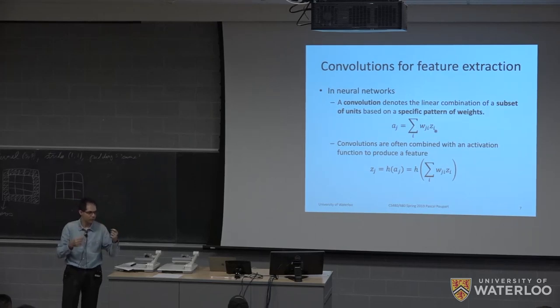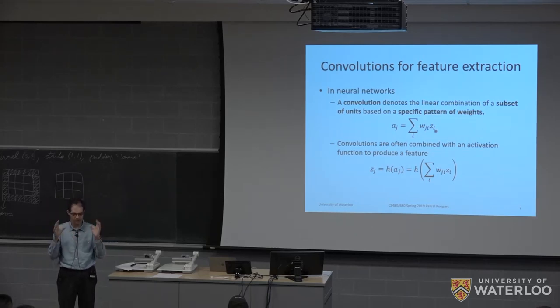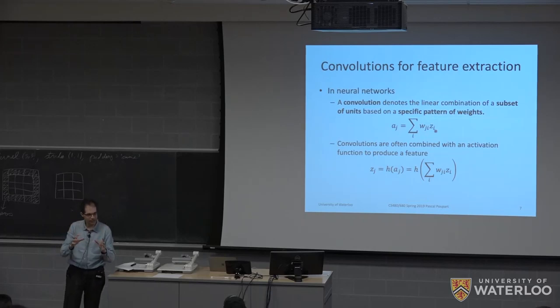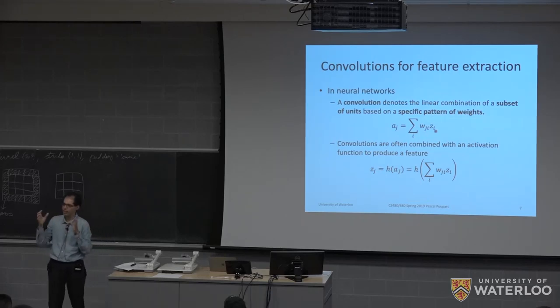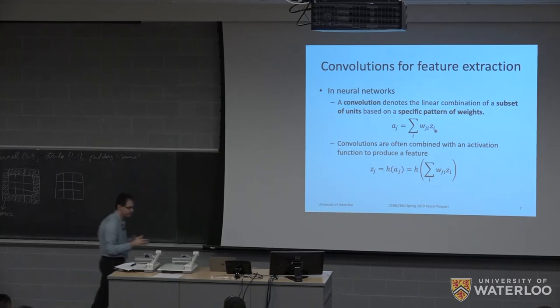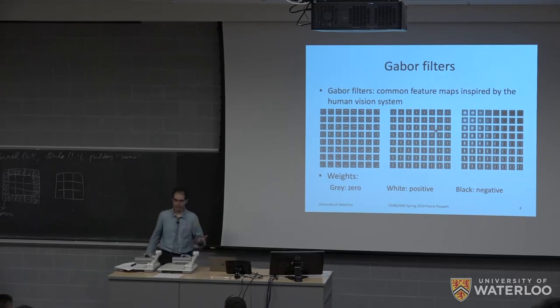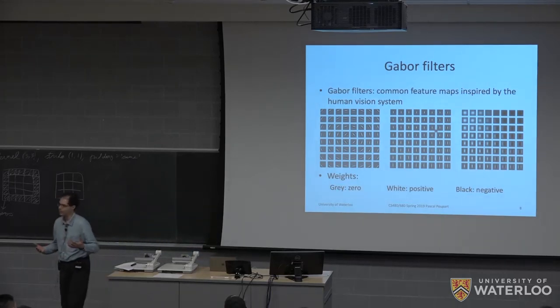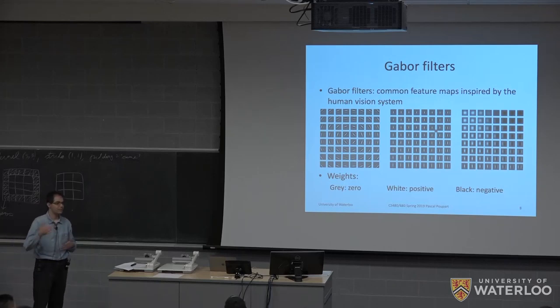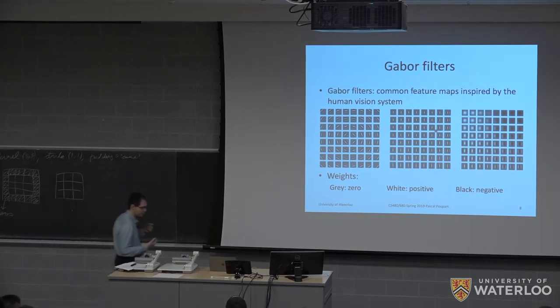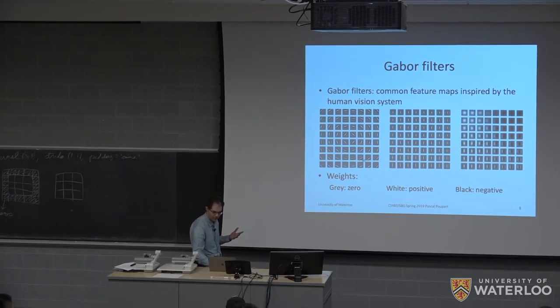And then the nonlinear activation function will essentially be something that amplifies what the output is, or otherwise regularizes it. But the idea is that we use a pattern of weights to identify the presence or absence of some features in some neighborhood, like a patch. Okay, so concretely, we can look at examples of different types of filters that are in fact inspired by how the human visual cortex works. Historically, there's an important class of filters known as the Gabor filters, and they have some common feature maps that correspond to these little images.